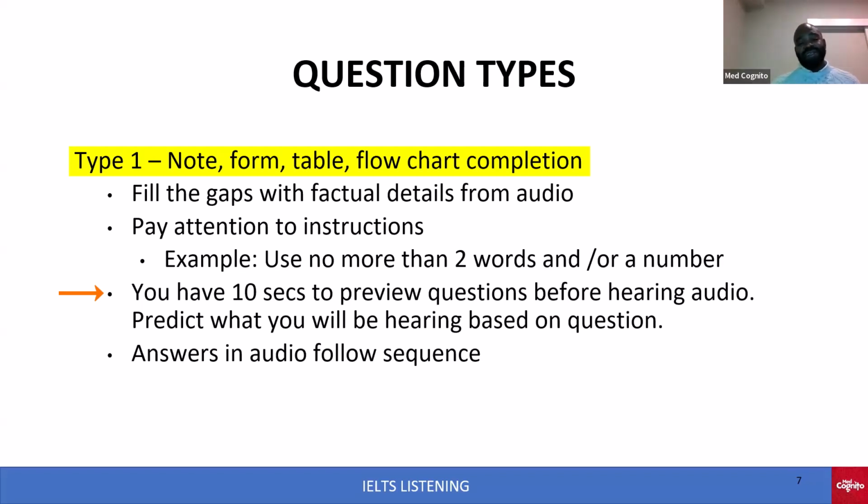Take note that the answers in the audio, they'll follow a sequence. And so there's no way, let's say you have questions 1 to 10, there's no way the answer for question 10 will come before the answer for, let's say, question 6 when the audio is being played. So in essence, you are supposed to follow the questions one after the other, 1, 2, 3, 4, whilst you listen to the audio.